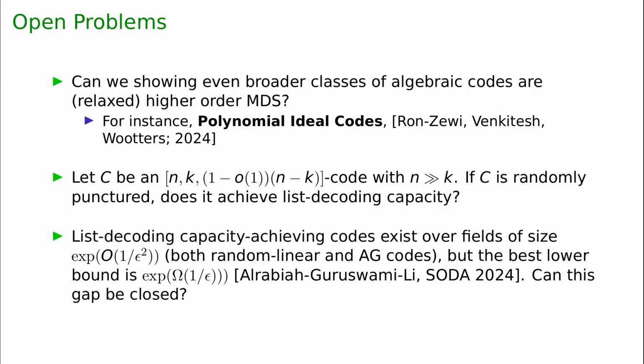Another very interesting question is to resolve a field size gap. In particular, for both random linear codes and AG codes, we can get capacity achieving codes over a field size of exponential in 1 over epsilon squared, but the best lower bound is 1 over epsilon. It seems like some very hard problems in combinatorics would need to be solved in order to close this gap.